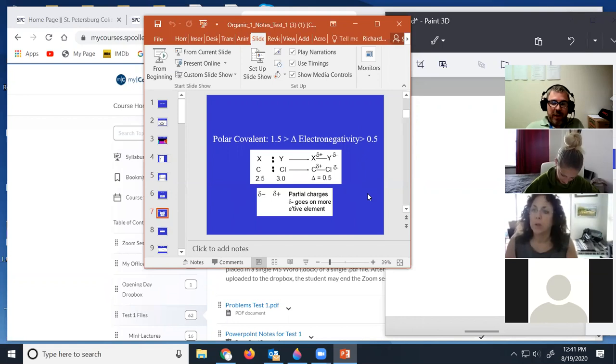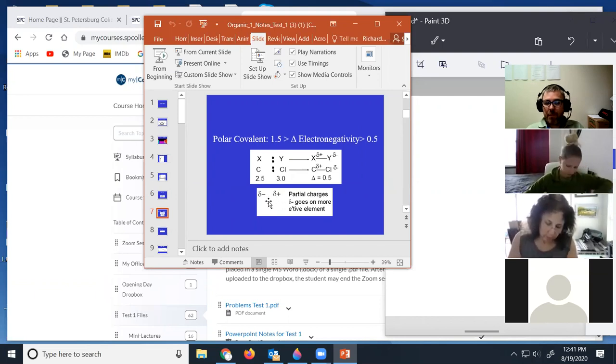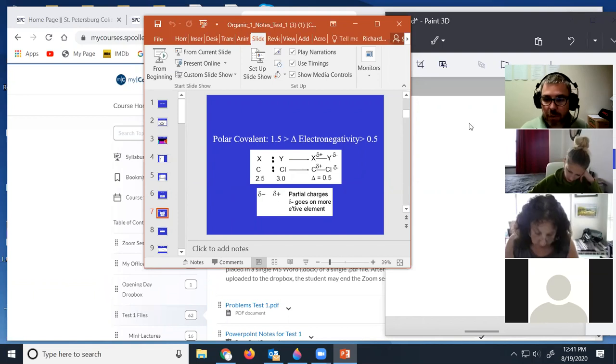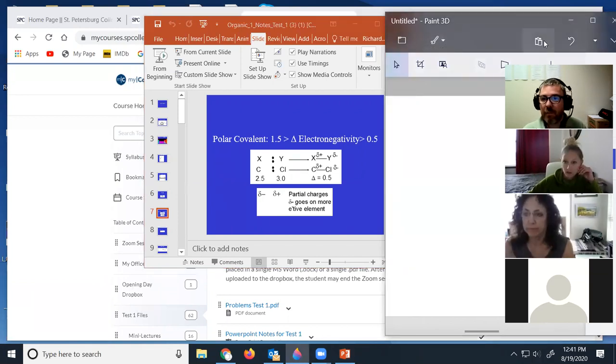So what you'll notice here is that I have put these little symbols on here, delta minus and delta plus. So what do those mean? Well, those are called partial charges. And of course, what we're going to say is that the delta minus goes on the more electronegative of the two. It just means that the electron density is sort of closer to the chlorine than it is to the carbon. I'll draw a little diagram of that over here.